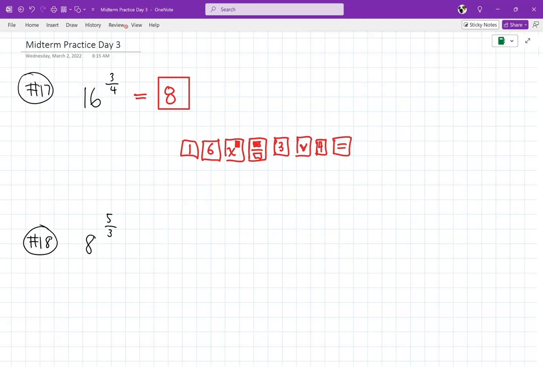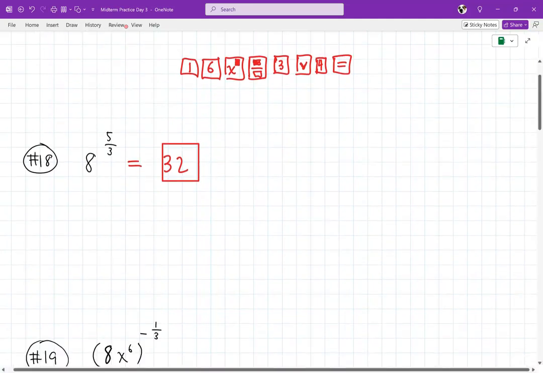Same thing's going to happen with number 18, right? I'm just going to push 8 to the power of a fraction, 5, and then down 3, hit enter. So let me do that right now. 8 to the power of a fraction of 5/3, and my answer comes out to 32, and I'm done. It's the same types of button combinations as above, just different numbers, 8, 5, and 3 instead of 16, 3, and 4. So very basic, pretty easy, okay?